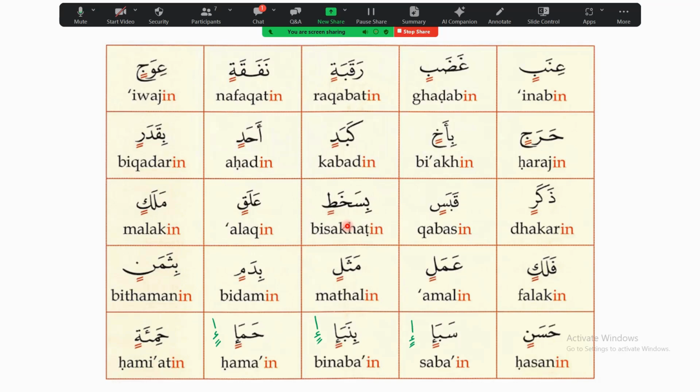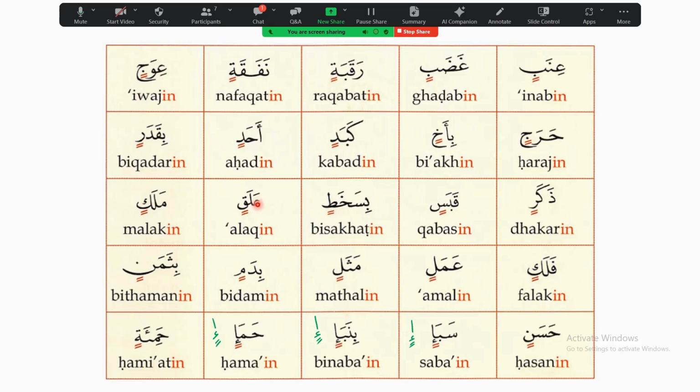So in this word bisakhatin, the first two letters, ba and sin, are light letters, so we just say bisa. The next two are heavy letters, so we have to make the voice heavy by raising the back part of the tongue, and we say kha, kha, and ti, tin, bisakhatin. So the first two are light, the second two are heavy. Bisakhatin.